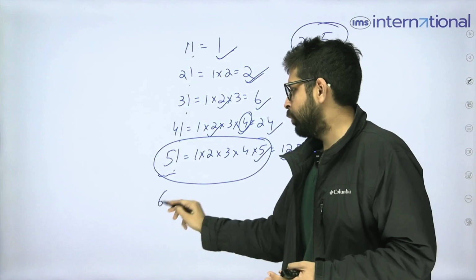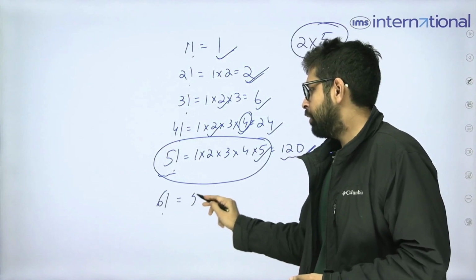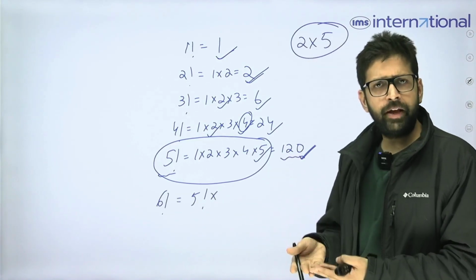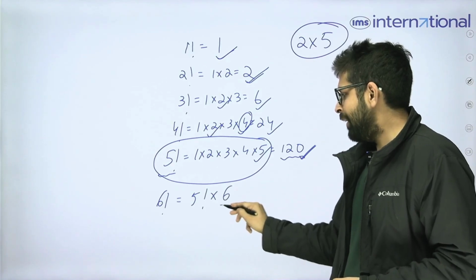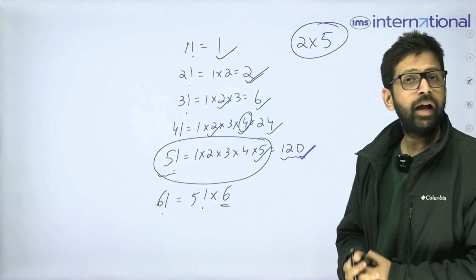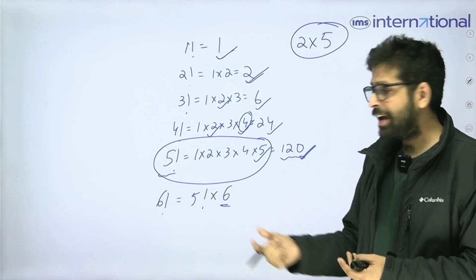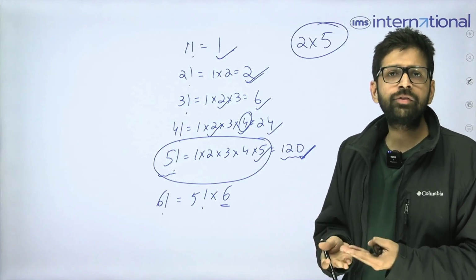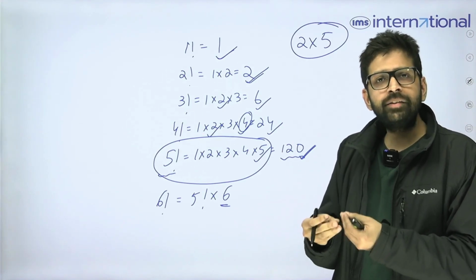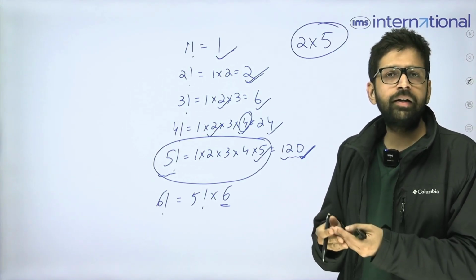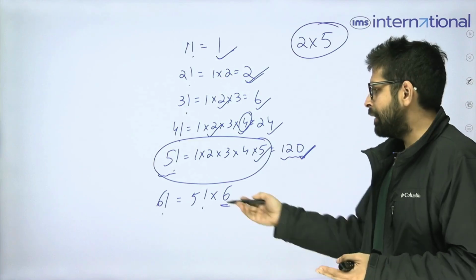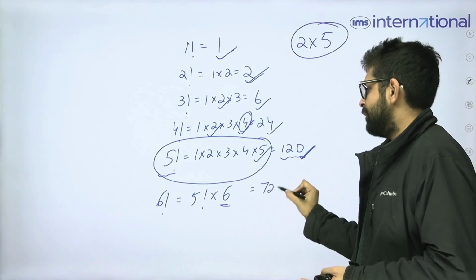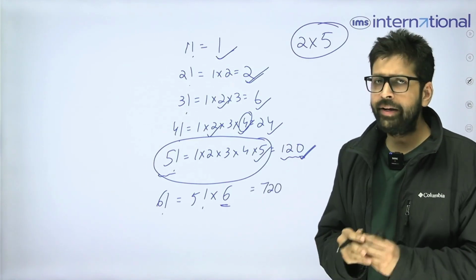Let's take 6 factorial. It would be what? 1 into 2 into 3 into 4 into 5 into 6. Now if I look at this 6, I am not going to have another 5 in this 6. It will contribute another 2, but hey, there's no point in increasing the number of 2's unless and until we don't have a 5, right? So even 6 factorial, the value of which is 720, is going to end in a single 0.